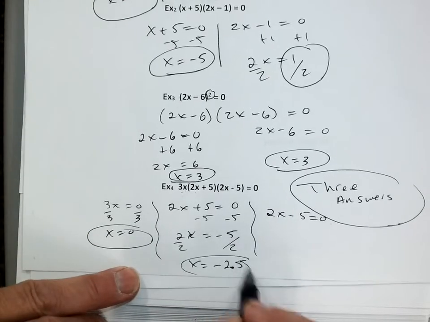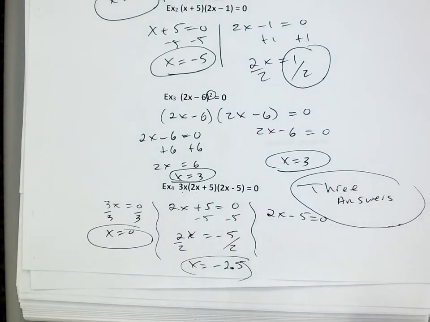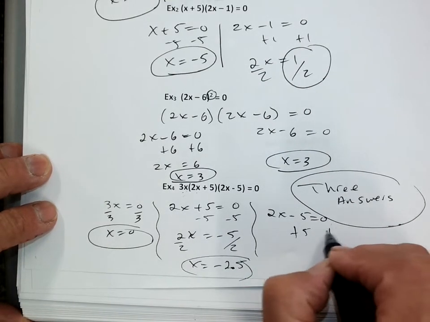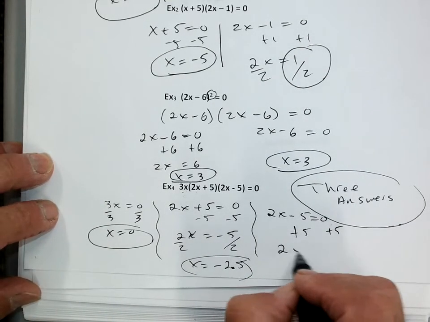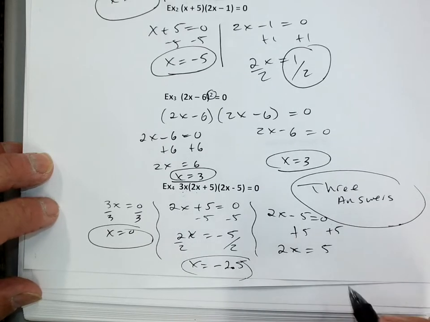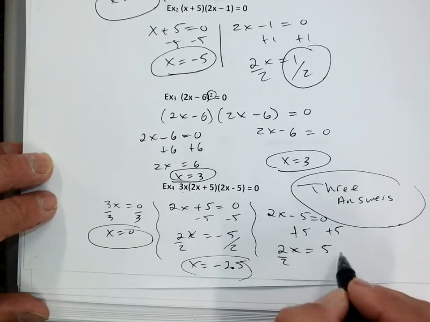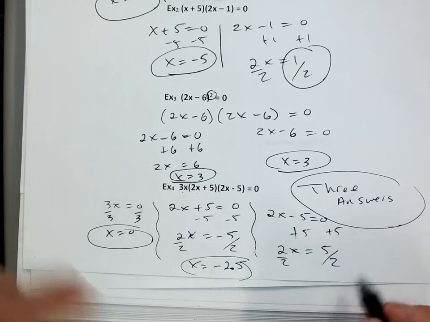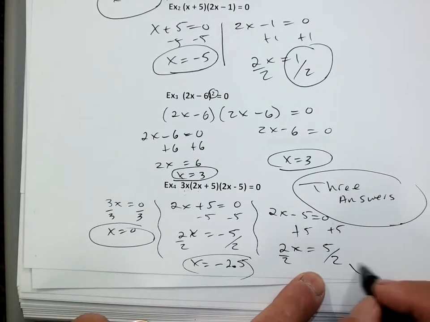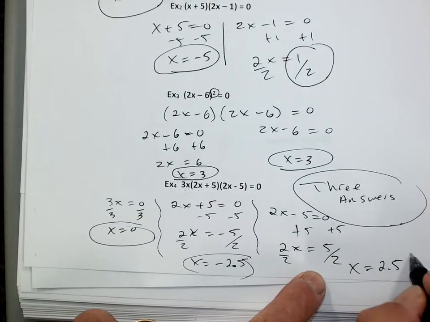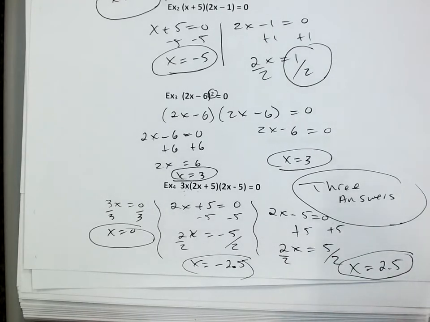Second answer. I need a third answer. I get it from here. Plus 5, 2x equals 5. Divide by 2, 2 goes into 5, 2.5 times, or 2.5. There's my 3 answers. Pretty easy, as long as it's in these little mini equation form, right?